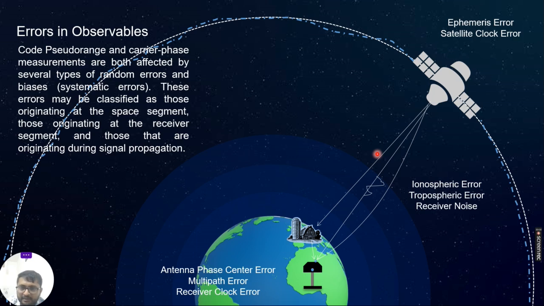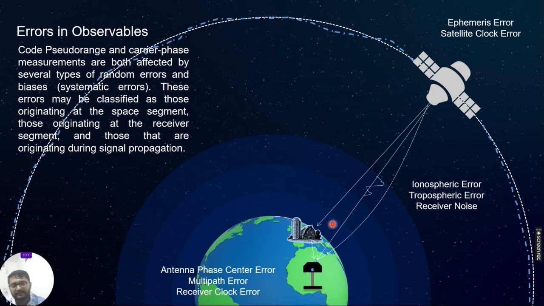This error may be classified according to the three segments of GPS. The first segment is the space segment, where error can be introduced in two different ways: the error in the satellite clock and the error in the satellite orbit. Then when the signal passes through the atmosphere, error is introduced because of the ionosphere and troposphere, and then at the receiver, noise because of thermal noise and other noises present in the atmosphere.